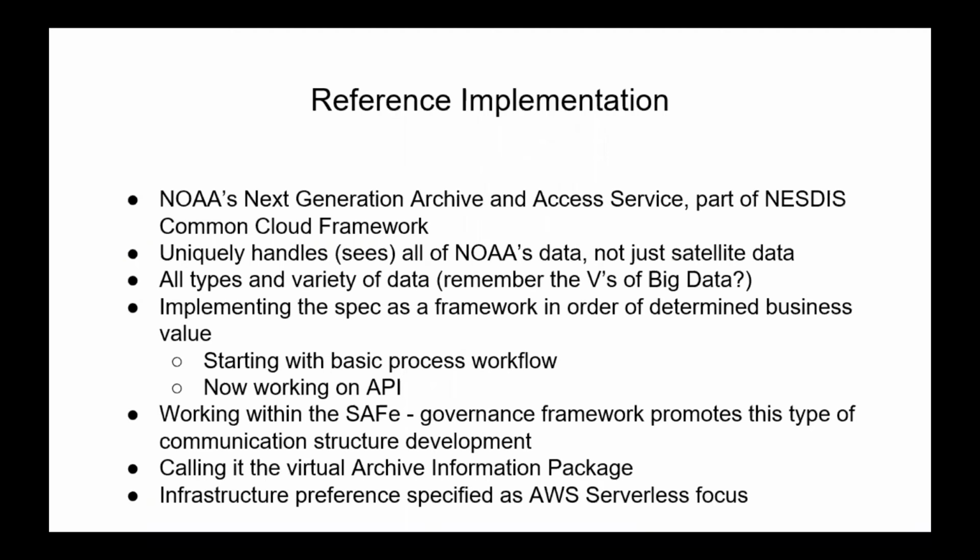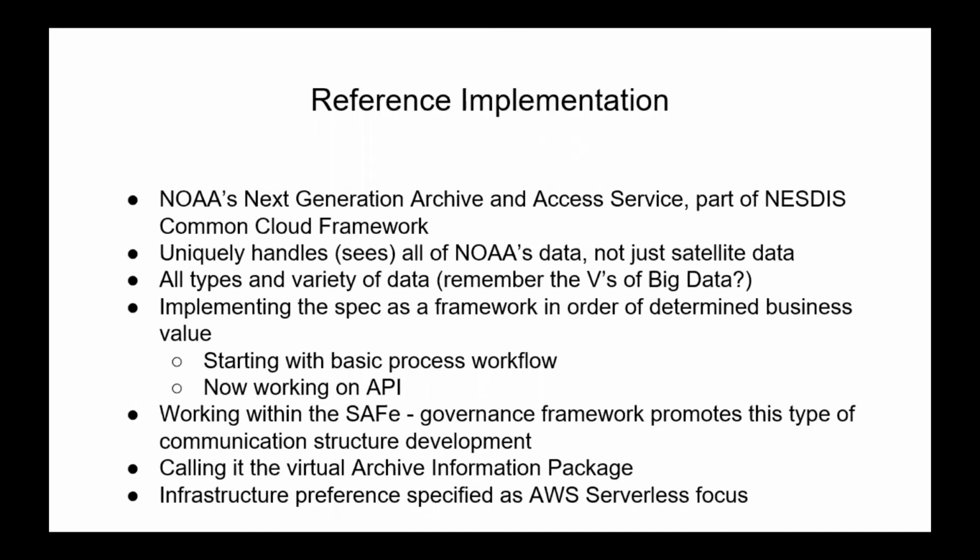So all that said, it's a little long to go through a spec, but we have been implementing this. Okay, so this spec is being implemented as the archive and access part of NOAA's next generation Common Cloud framework. So why did we take this approach? The archive and access service is unique in this Common Cloud framework, in that it sees and is responsible for disseminating all of NOAA's data, right?